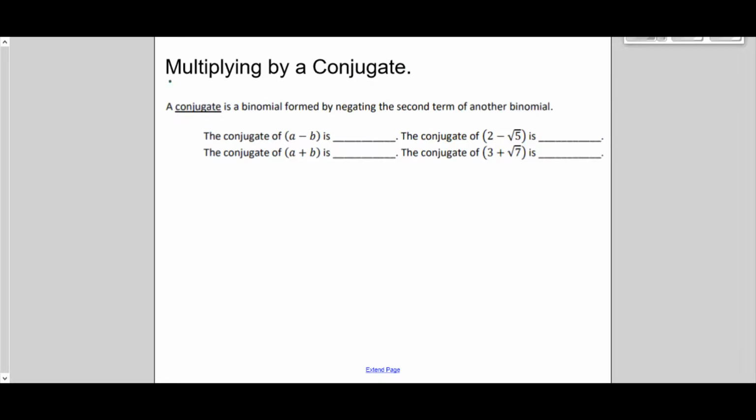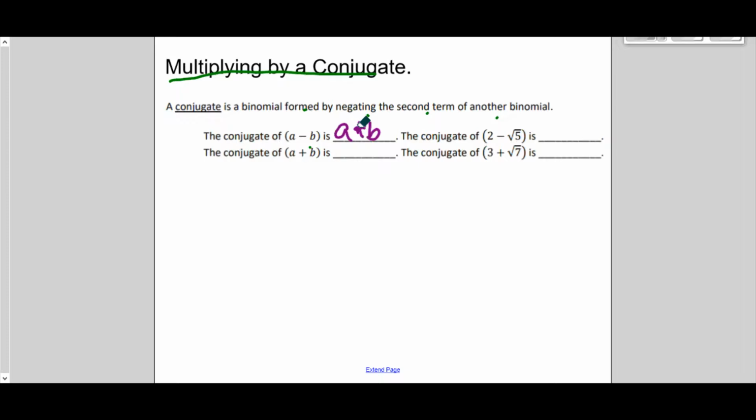So the last part is multiplying by a conjugate. So this idea of a conjugate, what is a conjugate? In technical terms, it is a binomial formed by negating the second term of another binomial. What does that even mean? So simply put, if I have a binomial, for example a minus b, the conjugate you're going to get by just changing the sign that's in between. So instead of having a minus b, a conjugate would be a plus b. I'm just changing the sign to the opposite sign of what you see.